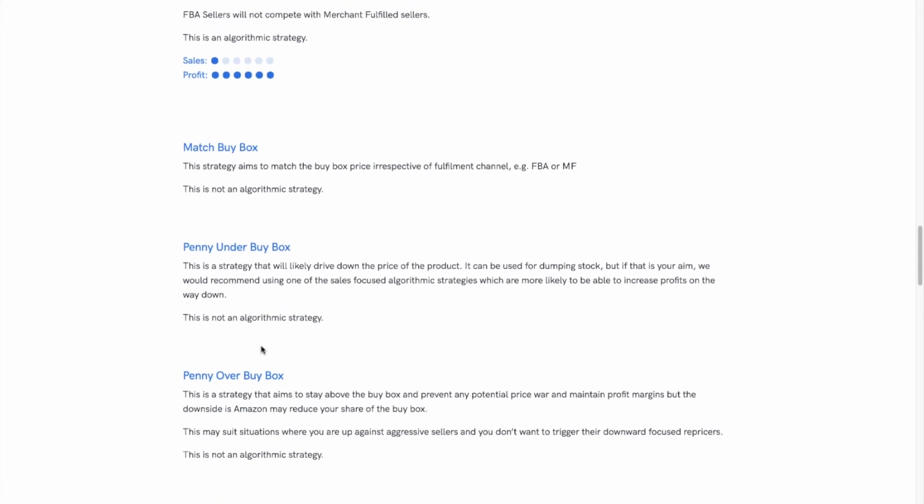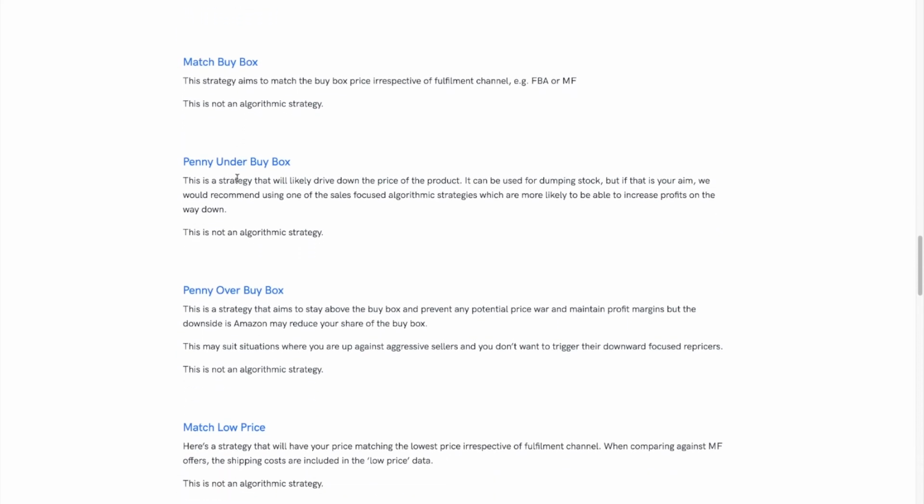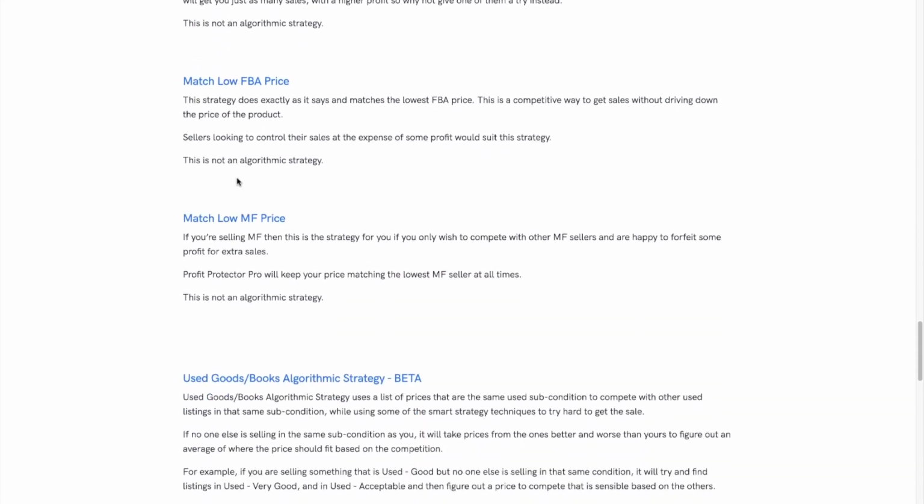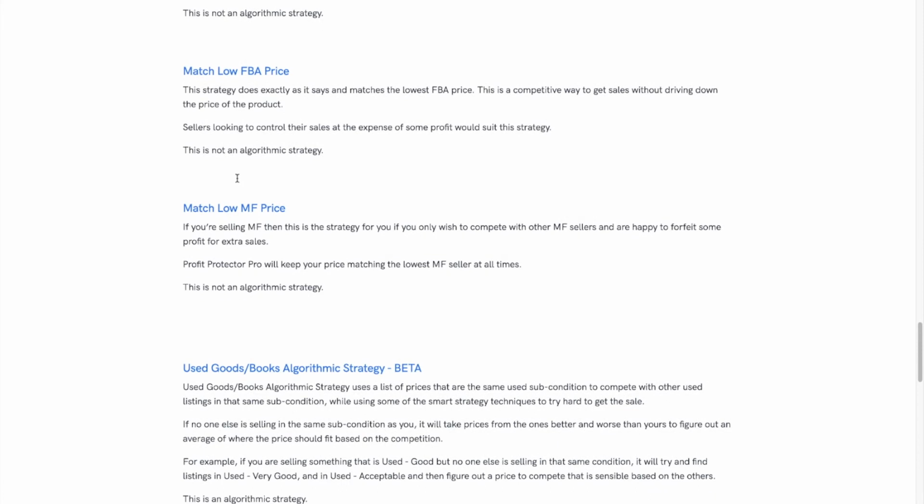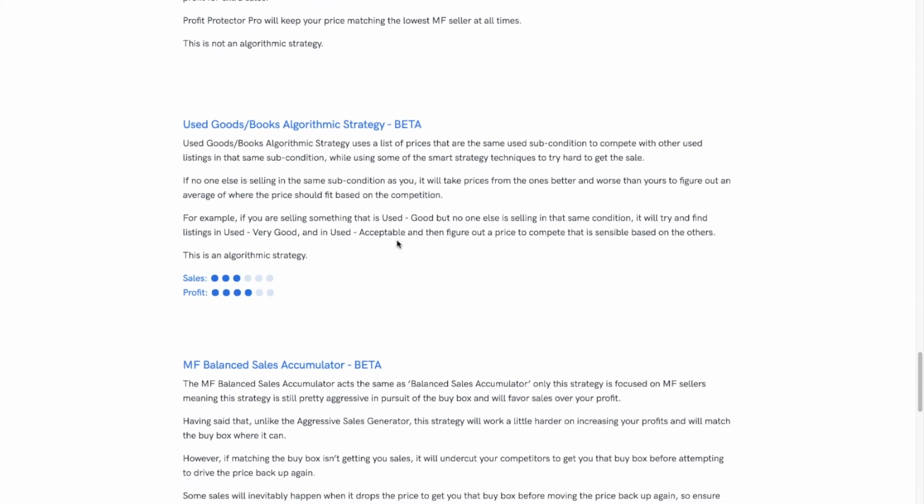And then we've talked about these ones that I've mentioned. So you've got your standard strategies, things like match buy box, penny under buy box, penny over, match low price. You've got all your standard strategies, which I won't talk about too much. They literally just do what it says on the tin. And then you've got your used goods. This is currently in beta, but it's coming out of beta very soon. So this is a used goods one. It's very much focused on a balance between sales and profit. It's a great one to use for used books, for instance.